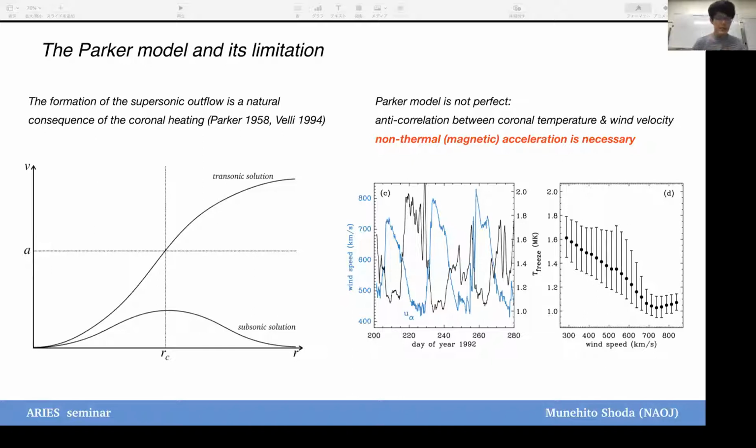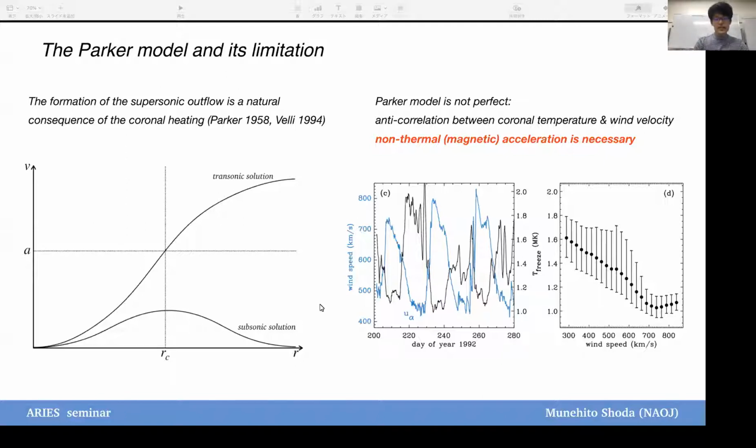But the Parker model is unfortunately not perfect. According to the Parker model, the driving force of the solar wind is the thermal pressure force. So it means that if you have a hot corona, then the solar wind is fast as well. And vice versa, if you have a low temperature corona, then the solar wind should be slow because the corresponding thermal pressure force is weak.